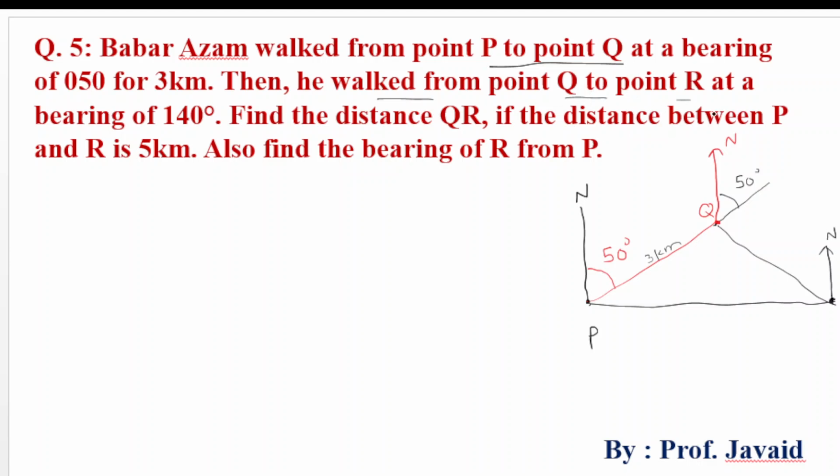He walked Q to R at a bearing Q to R. So this point Q basically, this is Q. From here, Q to R basically how much? We will draw like this from North Pole. Q to R, how much? 140. So 140 minus 50 what? 90. So this is basically 90 degree, this one, as we need also this angle after some time.